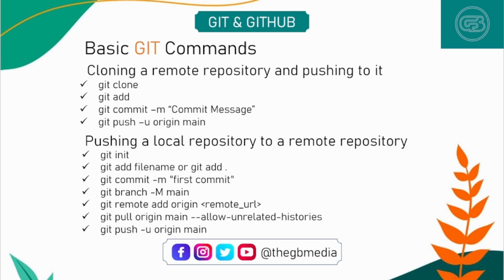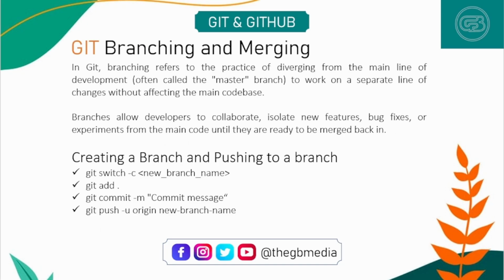So the next thing I'll do is let's talk about branching. I think that's the next thing I have on my slide. So right, this is the last line: git branching and merging. Now remember I said in git, branching refers to the practice of diverging from the main line of development, often called the master branch, to work on a separate line of changes without affecting the main code base. Right, I said branches allow developers to collaborate, isolate new features, bug fixes, or experiment from the main code until they are ready to be merged back. So please take note, that's the power of git.